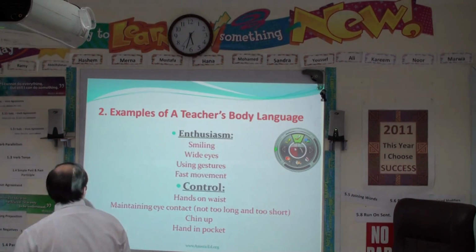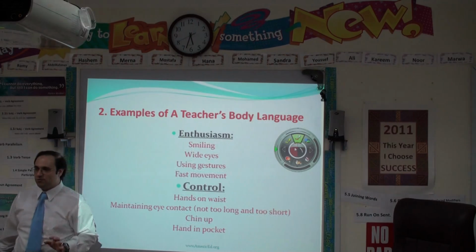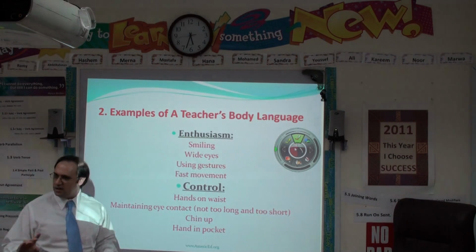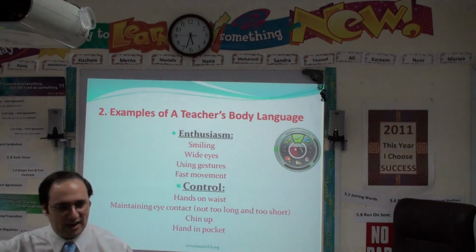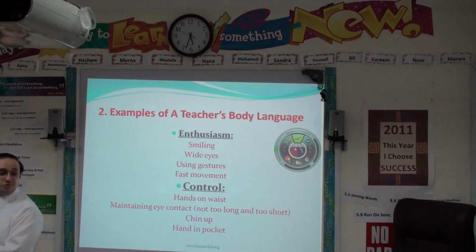So try to maintain eye contact with everyone and make sure that you scan the whole classroom back and forth. As I walk, I look at each one here, and then I look there, each one in the eye, back and forth, so that nobody thinks that I have missed that person.